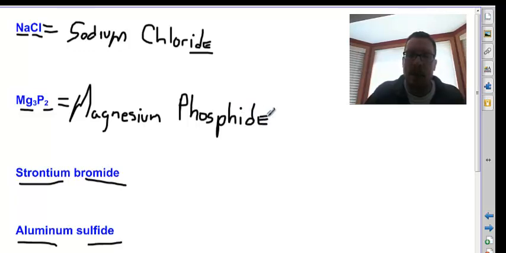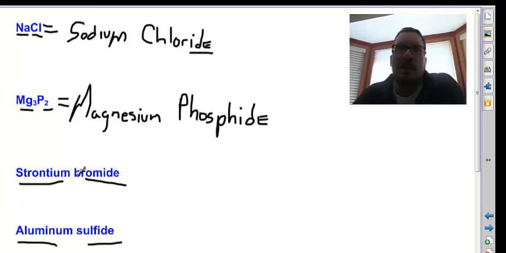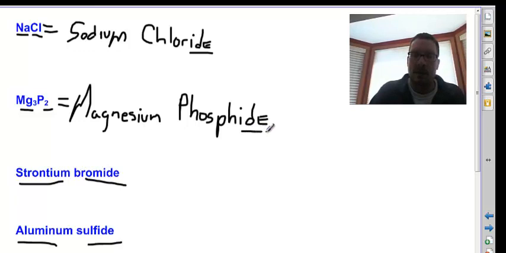Okay. So that's it. If I want to read the formula and write its name, then all I do is write down the cation as it is on the periodic table, and then take the anion and change the ending to ID. Again, this is the key component. Okay, and write the anion with an ID ending, and that will name them.